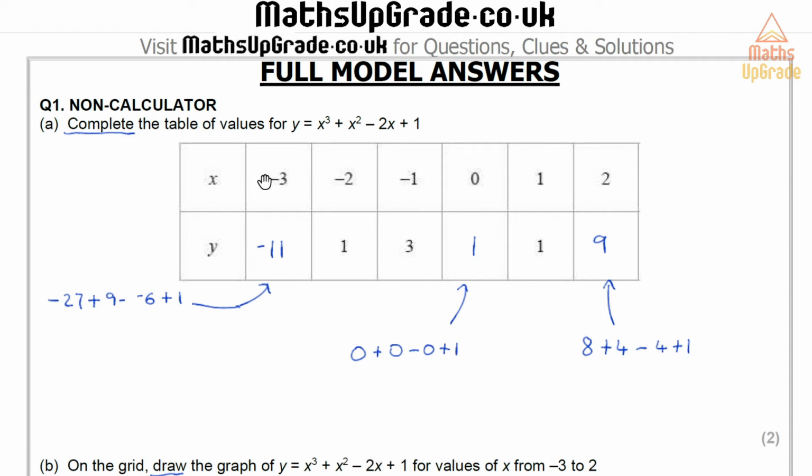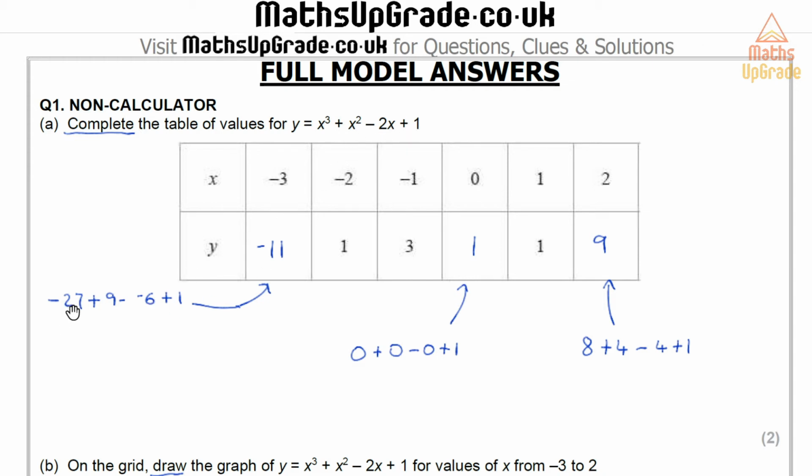Lastly, the negative one here, just be really careful with negatives, especially when you're cubing or squaring them, because you need to put the negative in brackets and then cube it or square it. So I'm going to do negative 3 cubed, which is negative 27. Then I'm going to do negative 3 squared, which is 9. I'm going to do 2 times negative 3, which is negative 6, and plus 1.